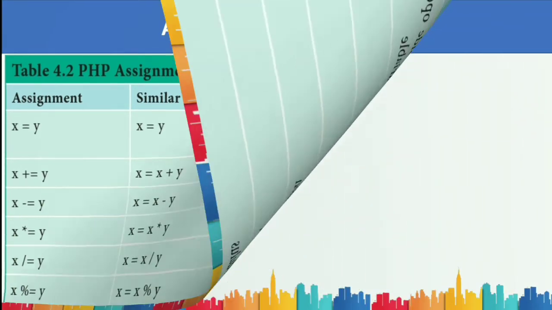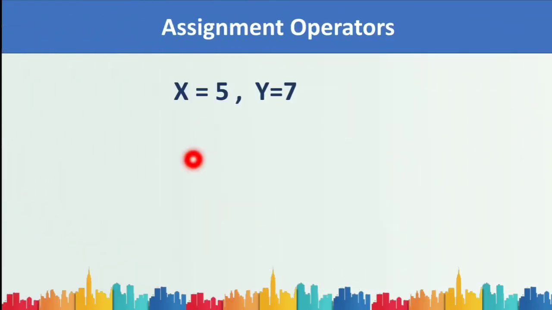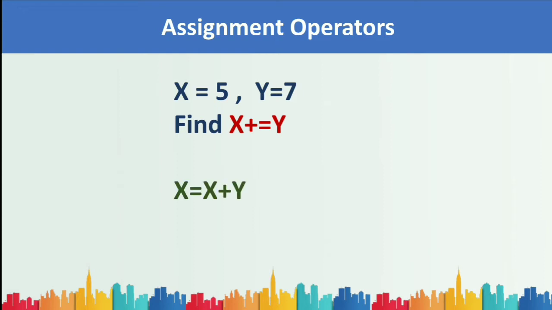So let's see an example. Here we have x and y. Two variables are there and their values are 5 and 7. Now just find what is x plus equal to y. How should you write x plus equal to y? You have to expand the given expression: x equal to x plus y. Twice you should write the left hand operand. Keep that in mind. So x equal to x plus y. Substitute the values, that is 5 and 7. So 5 plus 7 is equal to 12. So the final value stored in the variable x is 12.